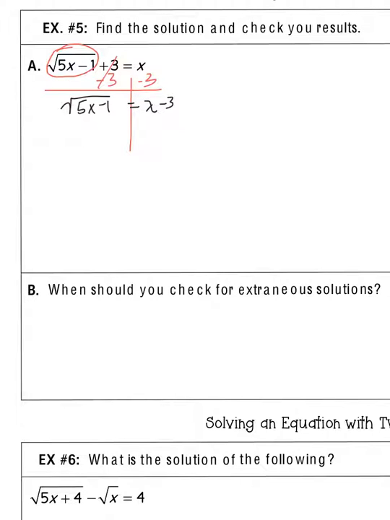Because my index is 2, I'm going to square this side and I'm going to square this side. Please, please, please remember that this squared is not x squared plus 9 or x squared minus 9. It has a middle term. So I'm going to do it out the long way. The left side squared is 5x minus 1. That's easy. But the right side, you have to write out x minus 3, x minus 3.